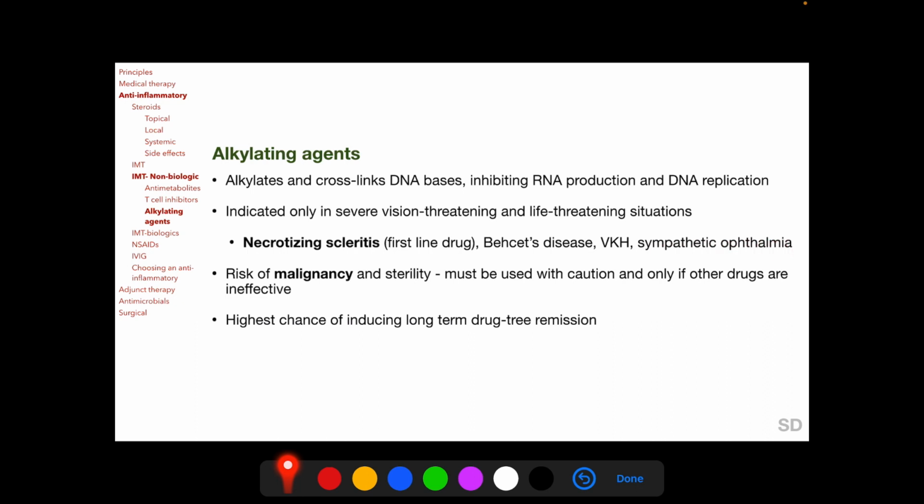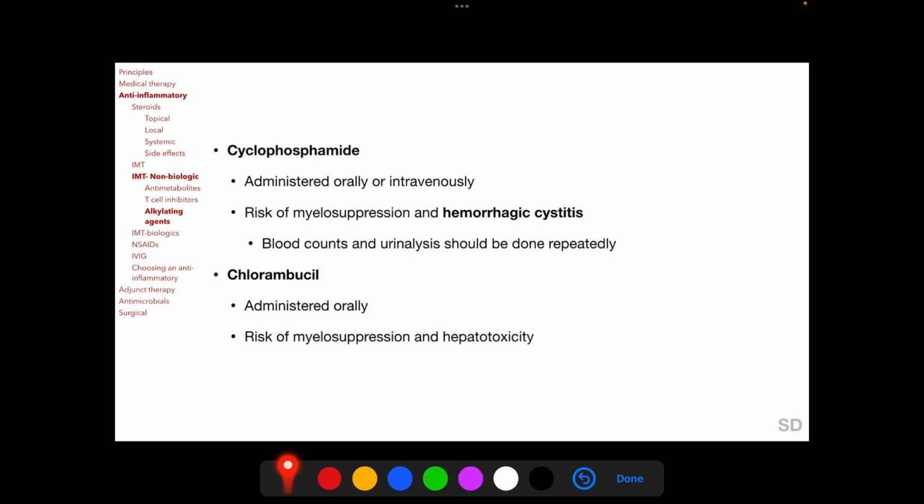However, alkylating agents are associated with the dangerous risk of malignancy as well as sterility, so they must be used with caution and only if other drugs are ineffective. And among all anti-inflammatory therapies, alkylating agents have the highest chance of inducing long-term drug-free remission. Among alkylating agents, we have cyclophosphamide and chlorambucil.